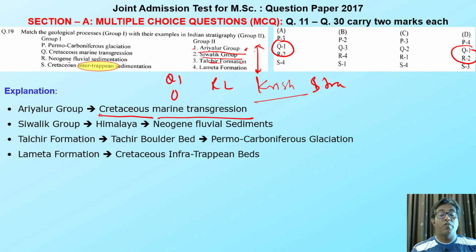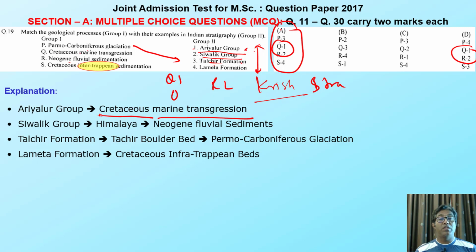Now you do Talchir formation. Talchir formation is Talchir boulder bed. And you know that if it is a boulder, it should be related to glaciation somehow. So this Permo-Carboniferous glacier is related to Talchir formation. This is my P3. So my option is A.